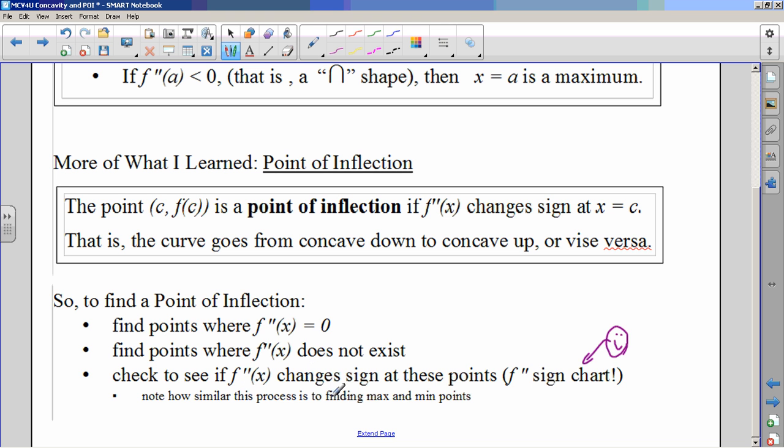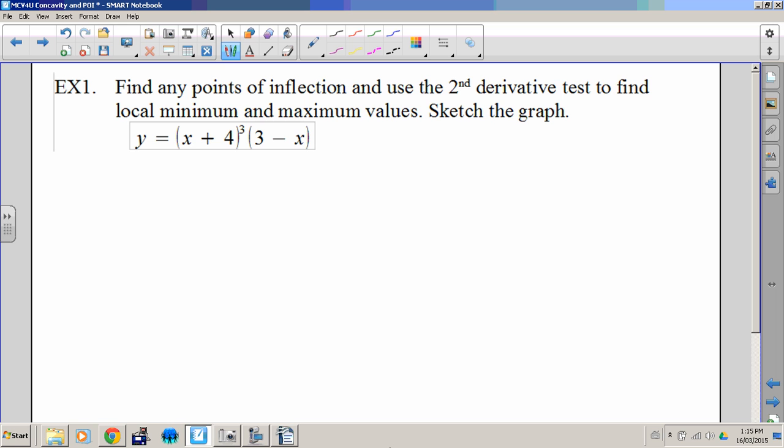Note how similar this process is to finding max and min points. Very similar process, but we might get them mixed up, and we don't want to do that. I'm going to return in part 2 of the video to do our single algebraic example. That's it, but I'm going to come back in part 2.